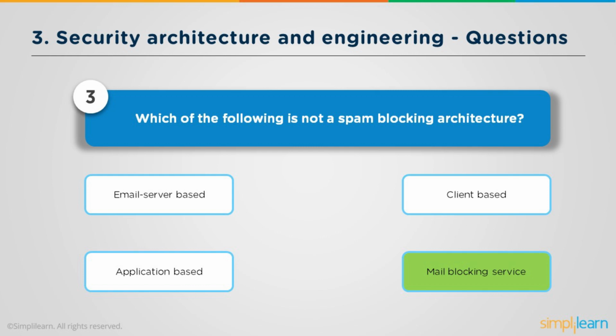So this is not a spam blocking architecture. It's basically a blacklist where you're blocking emails. But spam blocking architecture could either be at the email server based, could be at the client side where they're using, let's say, Microsoft Outlook Express and they've created rules within it, or could be on an application where you have configured rules over there.